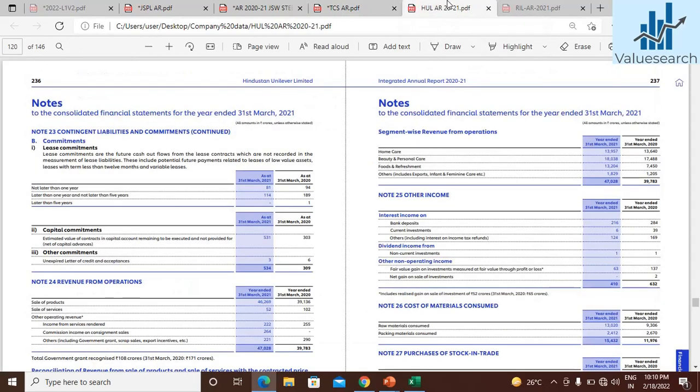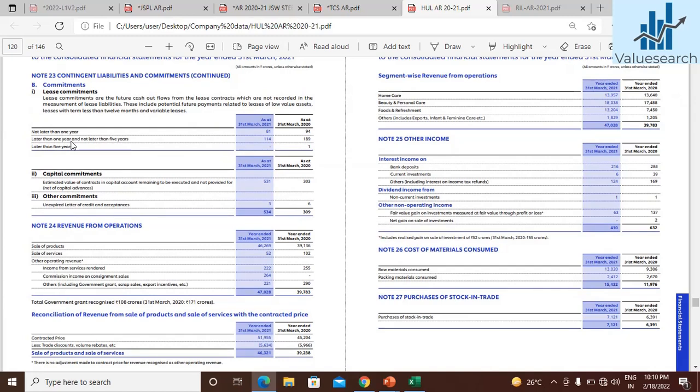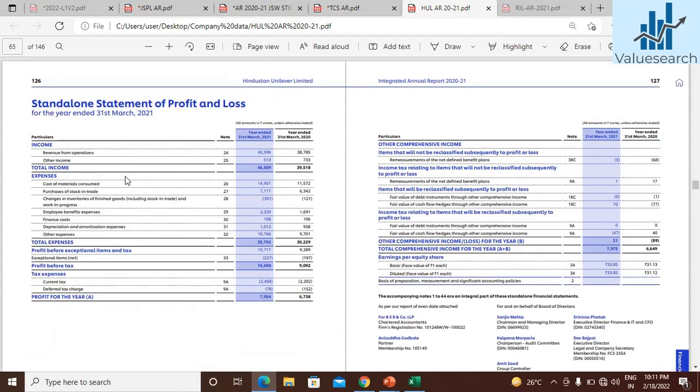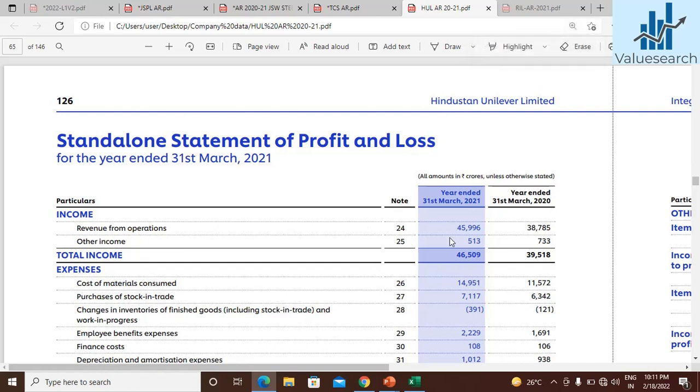Well, this was all about TCS. Now, let us look at Hindustan Unilever. HUL's financial statement is actually quite interesting to look at. Standalone statement of profit and loss, income, revenue from operations. Revenue from operations 45,996 crore rupees, other income 513 crore rupees, total income 46,509.